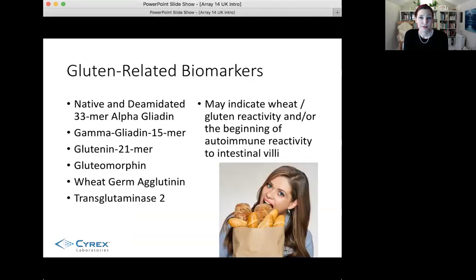Then we also have gluten-related biomarkers. Specifically, we're looking at native and deaminated 33-mer alpha-gliadin, and then we're looking at multiple different gluten and wheat proteins as well, including wheat germ agglutinin, gluteomorphin, which is one of the neurological breakdown products of gluten, and we're looking at transglutaminase 2. I'm mentioning it twice because it is potentially gluten related as well as being gut barrier related.